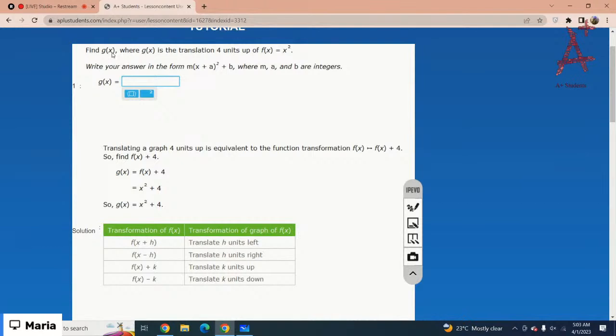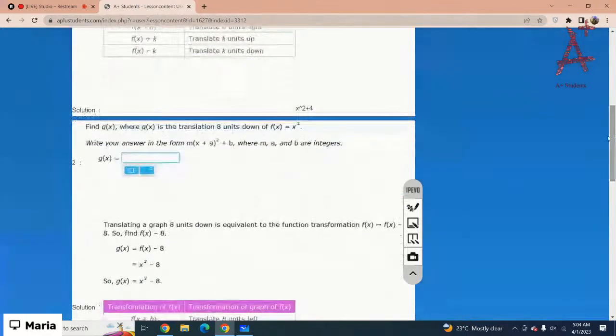But in the other case you have to add h to x. Got it? When you are moving the function left and right, you have to add or subtract h from x. But when you are moving the graph up and down, you have to add or subtract k to the whole function. Got it? Like here you have to move 4 units up, so f of x equals x squared, you have to add 4 to x squared. Got it?